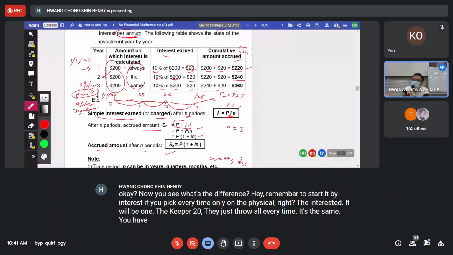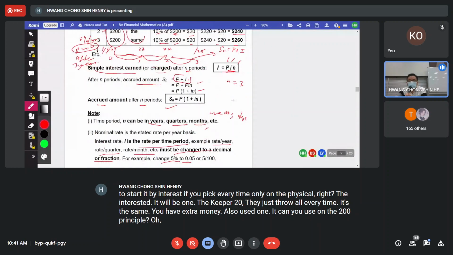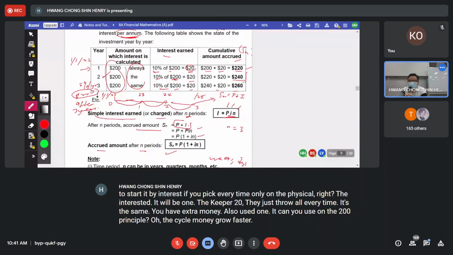You have extra money, also no use. They still pay you based on the 200 principal. How? That's why your money grows fast or grows slow. The money grows slow, grows slow.